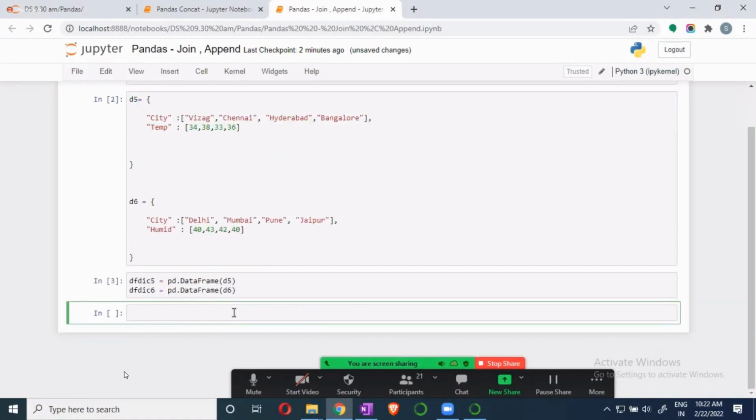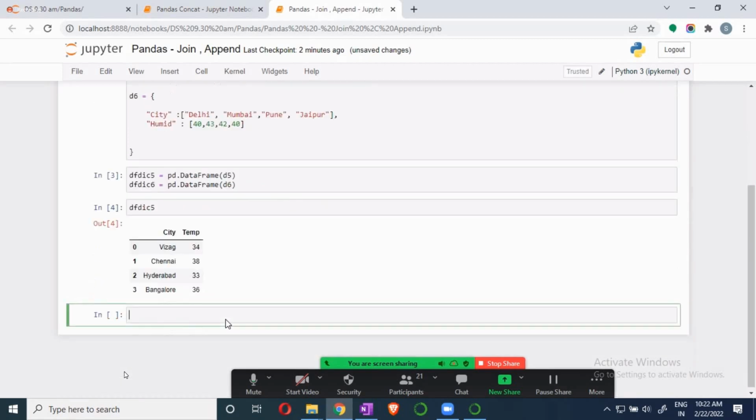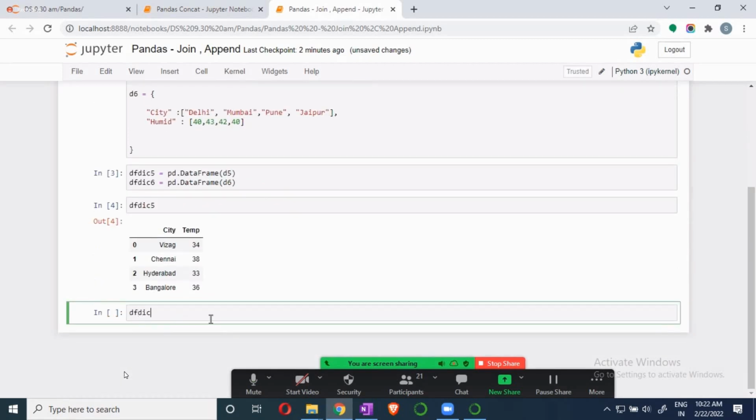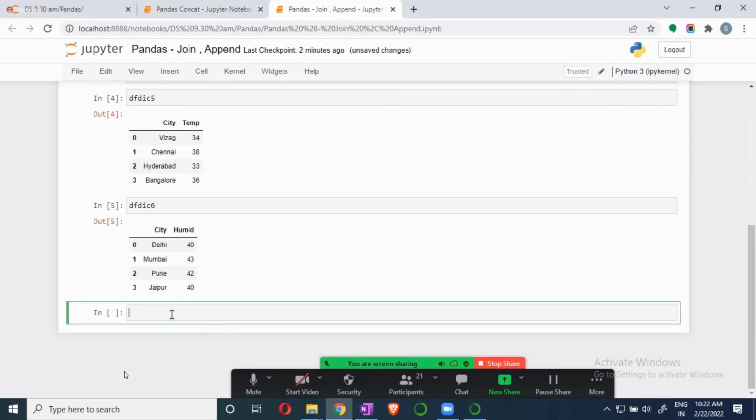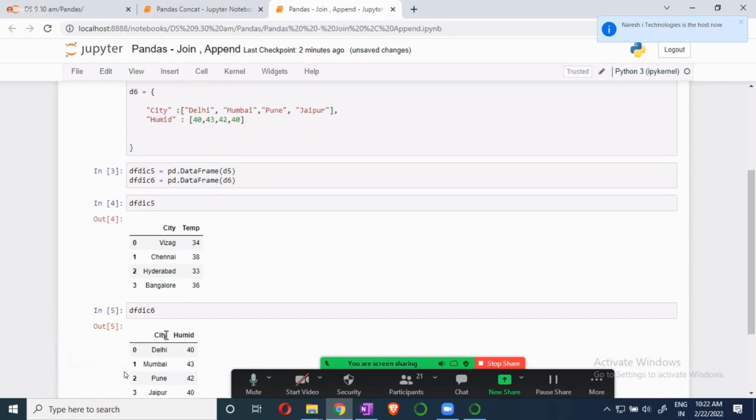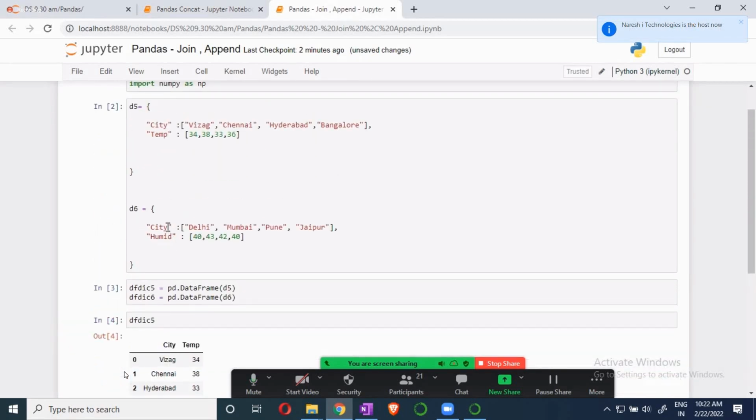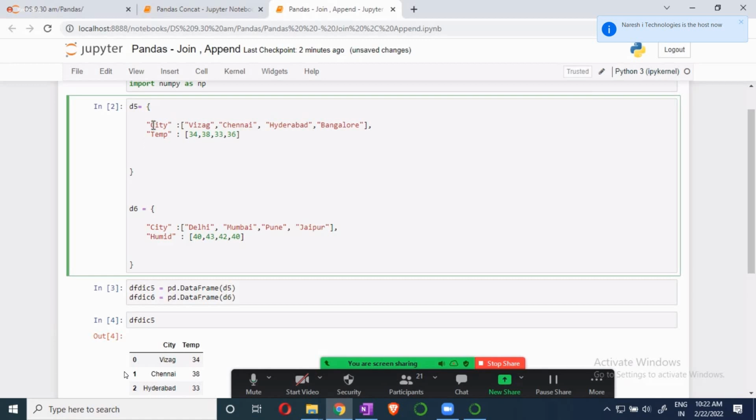Okay, now you see this df_dic5 is equal to this one, df_dic6 is equal to this one. Okay, now I want to concatenate, pd.concat. Let me give the names differently. I will give this as South City and this as North City.